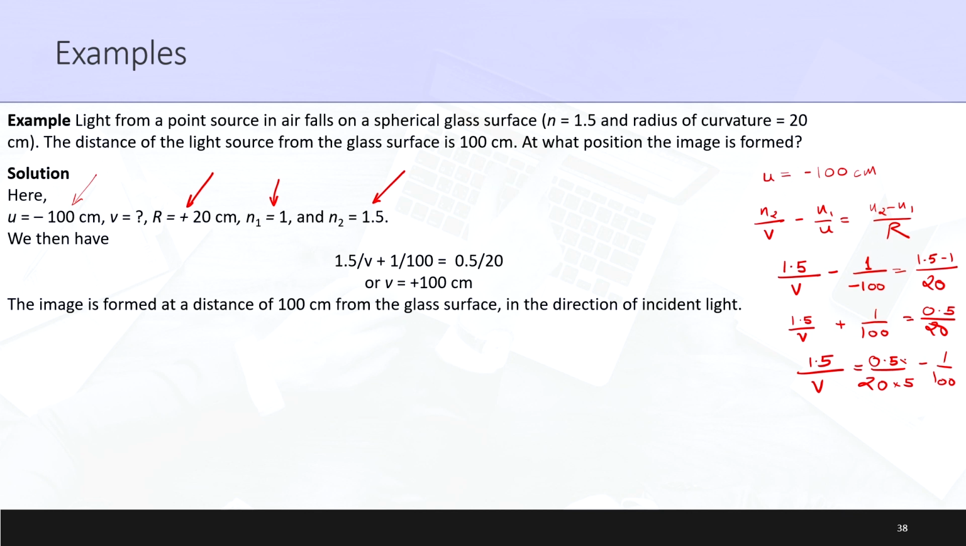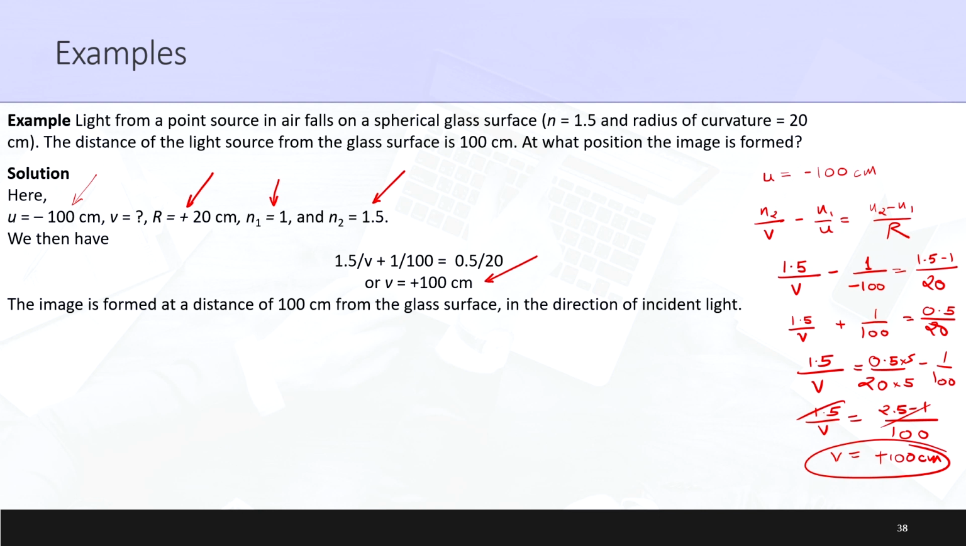Multiply this by 5, multiply this by 5, this will be 1.5 by v is equal to 2.5 minus 1 upon 100, and hence 1.5 gets cancelled. V is equal to plus 100 centimeters. What does it mean by plus 100? That means it is on the right hand side, the right side direction of this spherical surface. Okay. So, therefore, you got V is equal to plus 100 centimeters.